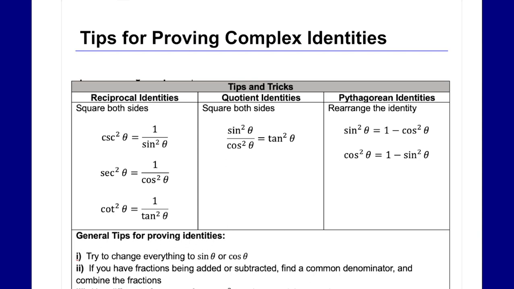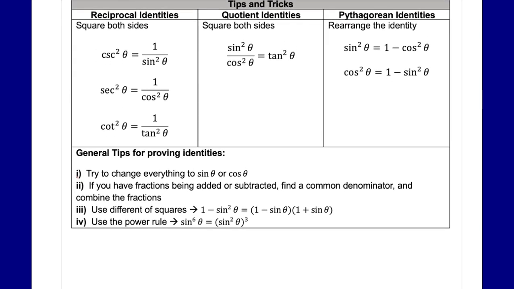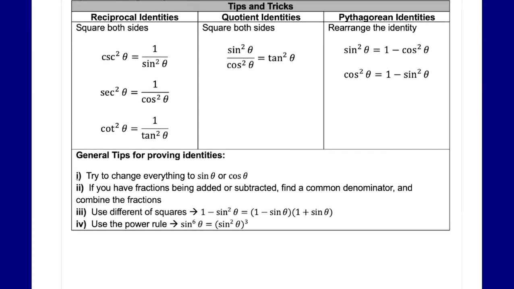Along with those changes that we could make to those general identities, there are some tips that we could look at. We want to try to change everything to sine or cosine. We want to remove tan, cosecant, secant, cotangent from the expressions and deal with everything in sine and cosine. If we have fractions being added or subtracted, make sure we find a common denominator and then combine the fractions. So we don't want to have multiple fractions. We want to combine everything as we can.